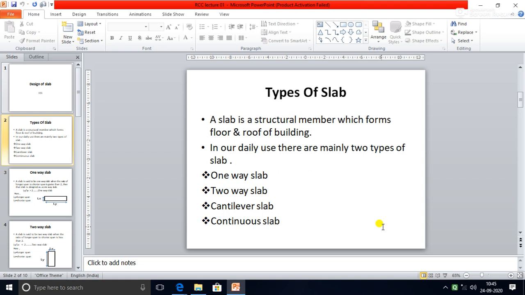Now, what is a slab? A slab is a structural member which forms the floor and roof of a building. In our daily use, there are mainly two types of slab, that is one-way and two-way slab. Among those, we are going to study the first one, the one-way slab.